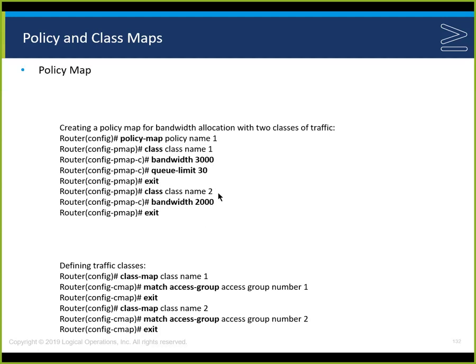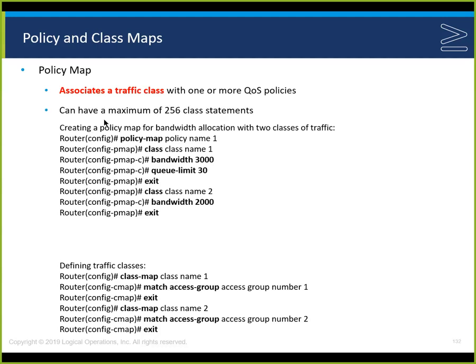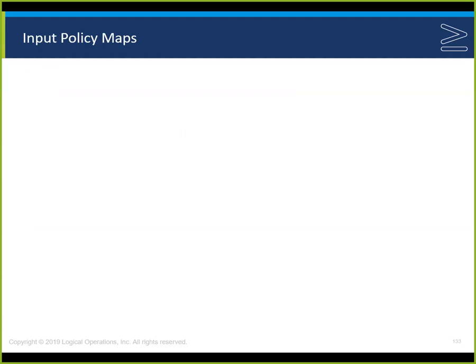So the mappings themselves: the policy map associates traffic with a class with one or more quality of service policies, and can have a maximum of 256 classification statements. This is kind of sort of what we did in these things. And then we have the class map. The class map actually is going to be created before the policy map. The policy map uses the class map to do these things.